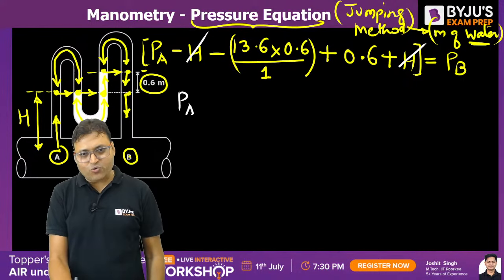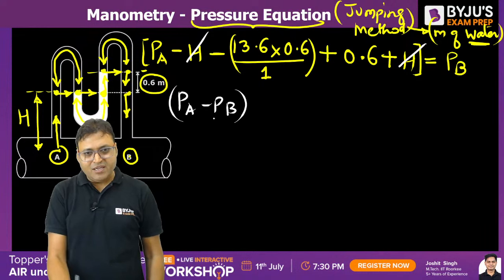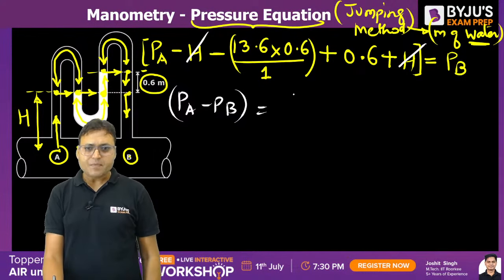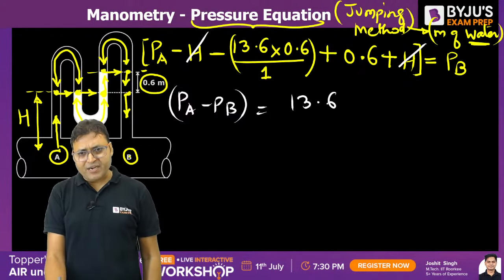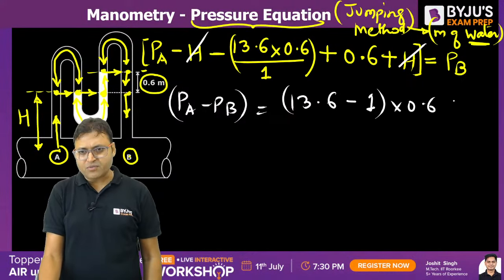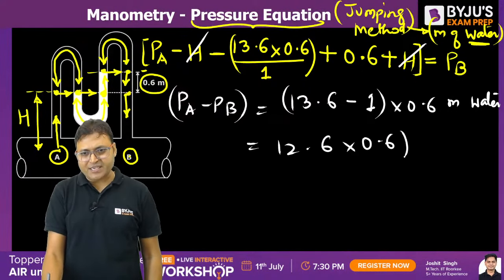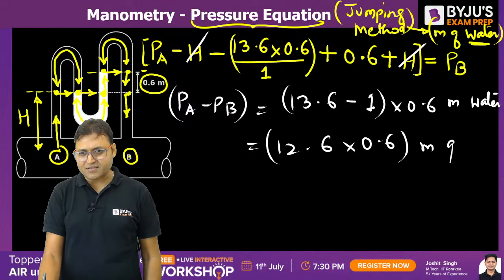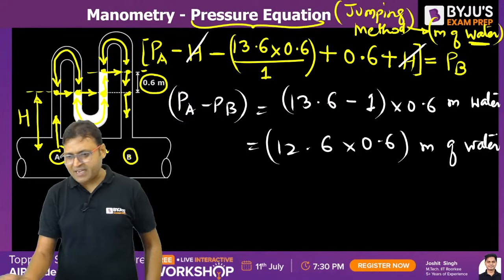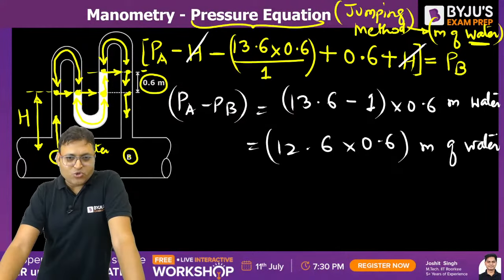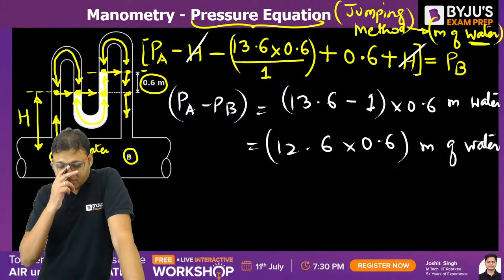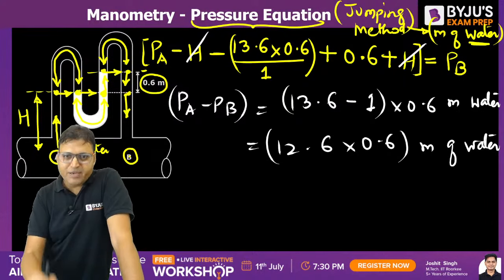So if we want to write PA minus PB, it will simply be 13.6 minus 1 into 0.6 meter of water. So 12.6 into 0.6 meter of water. What will be the answer? This will be the correct answer. Can you solve it and let me know? Can you guys solve it and let me know?